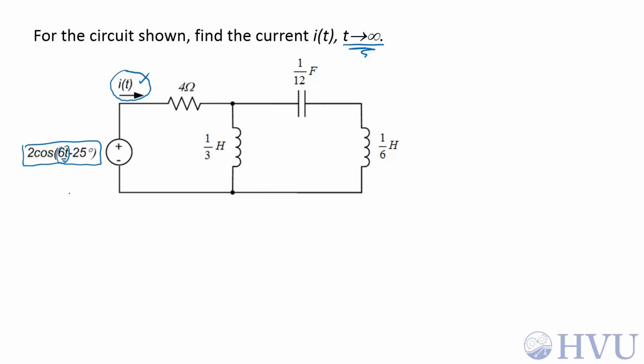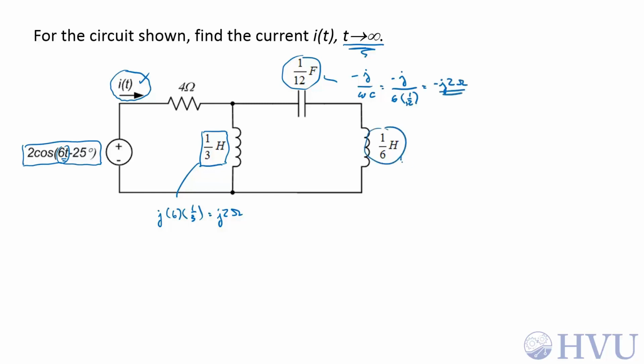It makes sense to do this circuit in the frequency domain, so we can transform all the circuit components to their equivalent impedances. This inductor with a 1/3 Henry inductance is going to have an impedance of J times omega times 1/3, which is J2 ohms. This capacitor's impedance will be negative J over omega C, so that's minus J over 6 times 1 over 12, which is minus J2 ohms.